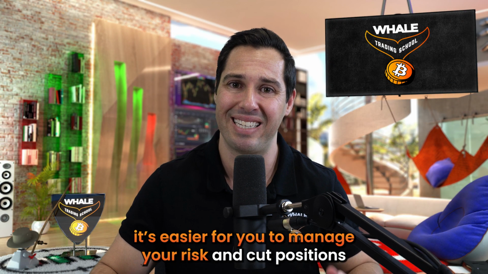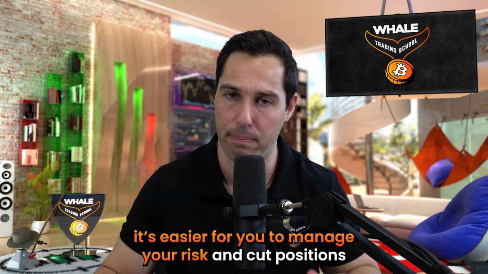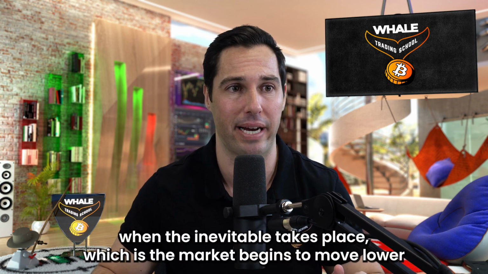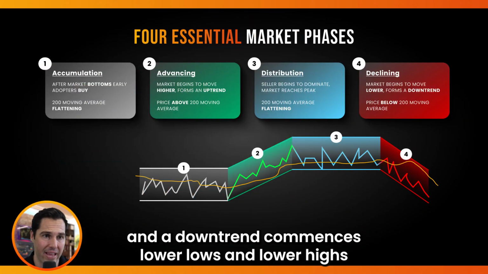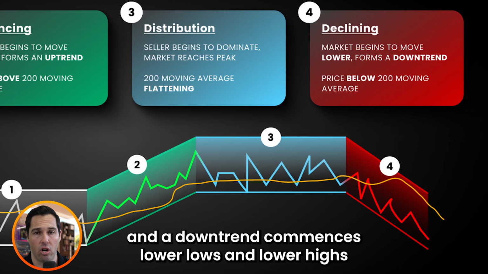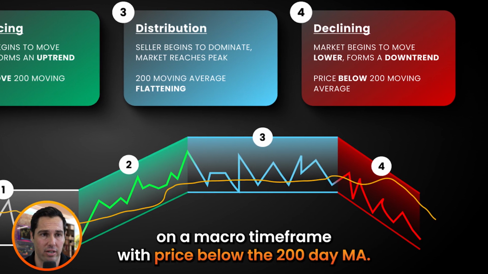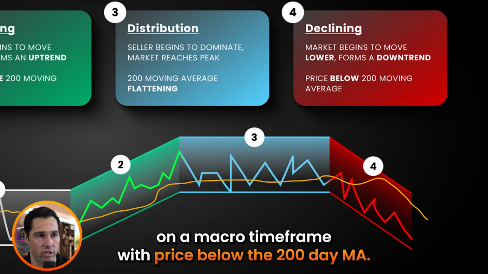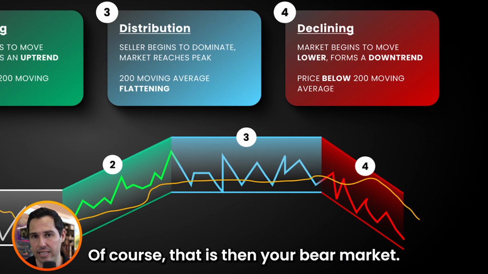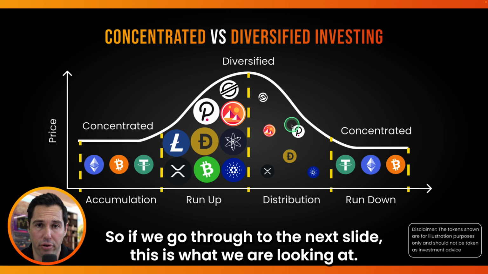It just means it's easier for you to manage your risk and cut positions when the inevitable takes place, which is the market begins to move lower and a downtrend commences, lower lows and lower highs on a macro time frame with price below the 200-day moving average. Of course, that is then your bear market. So if we go through to the next slide, this is what we're looking at.